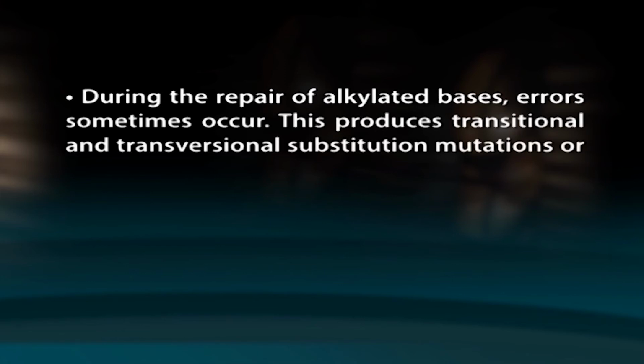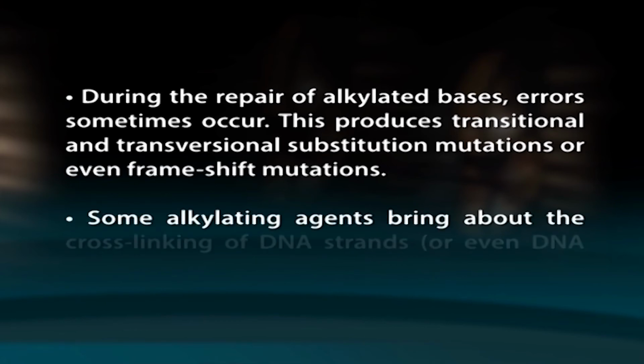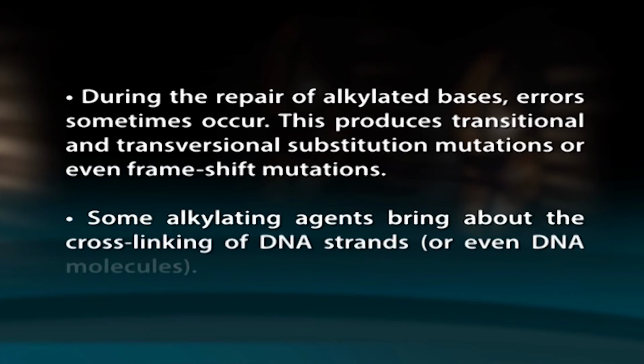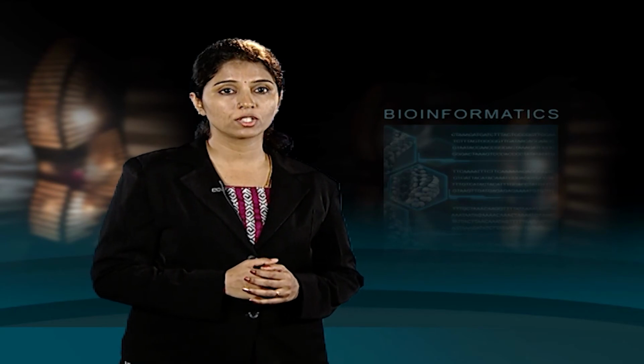During the repair of alkylated bases, errors sometimes occur. This produces transitional and transversional substitution mutations or even frame shift mutations. Some alkylating agents bring about the cross-linking of DNA strands or even DNA molecules. This in turn prevents DNA replication, induces chromosomal aberrations and produces substitution mutations and frame shift mutations.